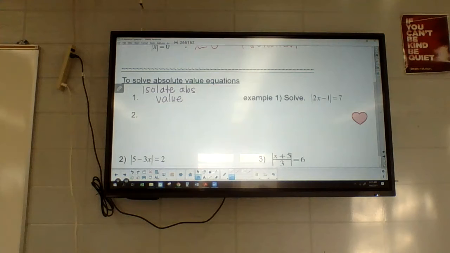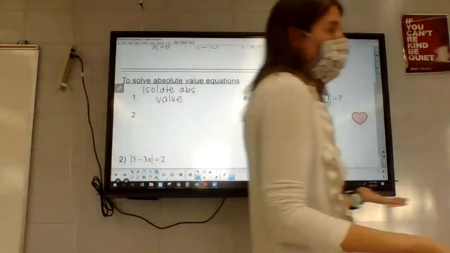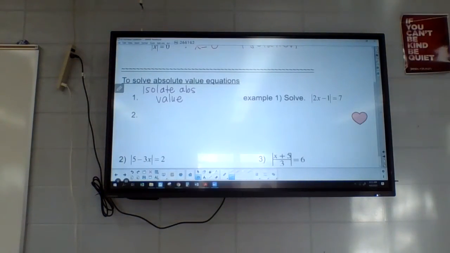Isolate the absolute value first. We're going to get the absolute value alone. If you look at the 3 problems we have right here in front of us, it's already alone. So we don't have to worry about this first step on this problem.